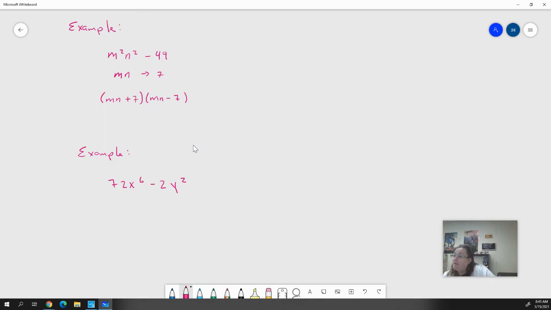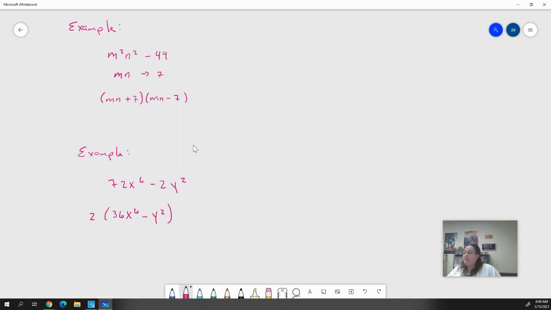So they each have a 2, right? This is divisible by 2. This is divisible by 2. So if I pull that 2 out, I will get 36x to the 6th minus y squared.